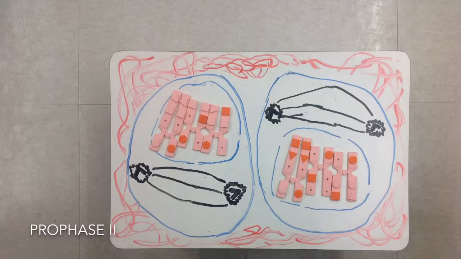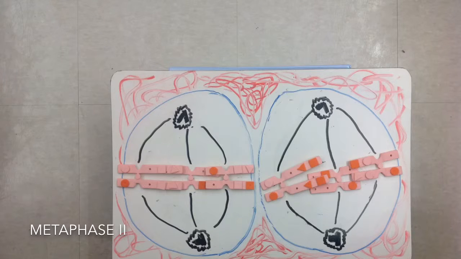During prophase 2, a spindle apparatus forms. The nuclear envelope dissolves and the chromosomes move toward the metaphase 2 plate. In metaphase 2, the chromosomes align at the metaphase plate. Microtubules from each pole attach to genetically different sister chromatids.